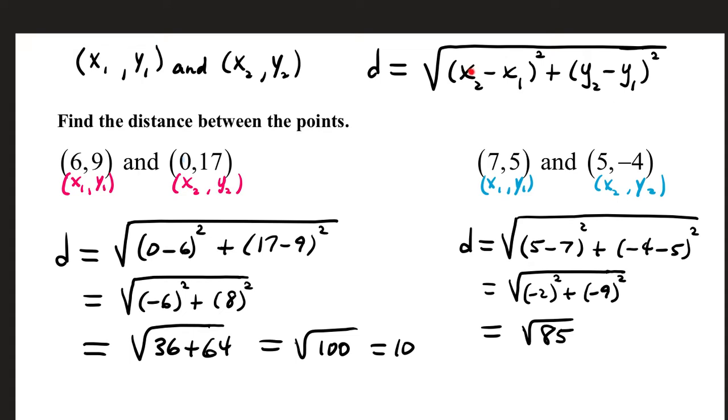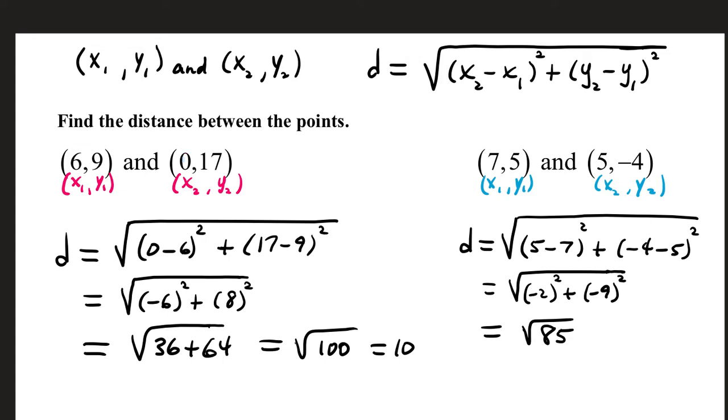You take the second x coordinate minus the first x coordinate. These actually can be done in the other order. Plus, and then you'll square that difference, plus y2 minus y1, and we'll square that difference. Add them up, take the square root, and that will be the distance between two specific points in the rectangular coordinate system. Our first example, we have the point (6, 9) and another point (0, 17).